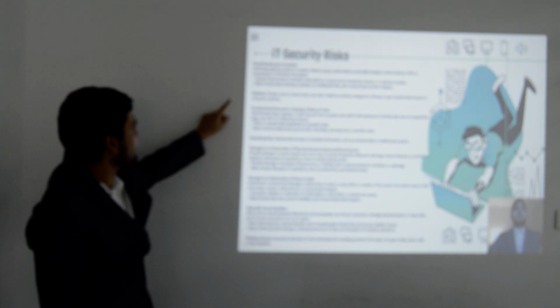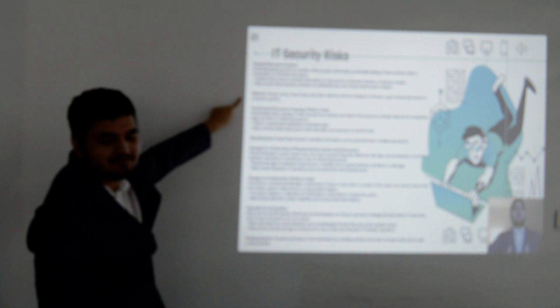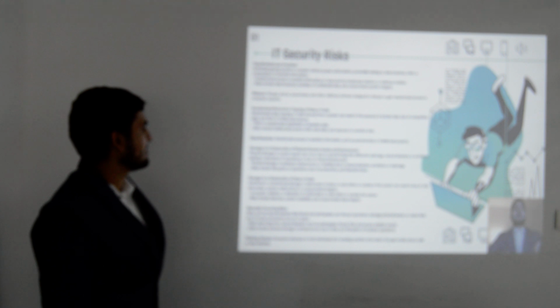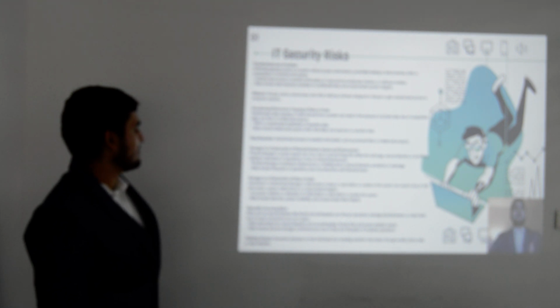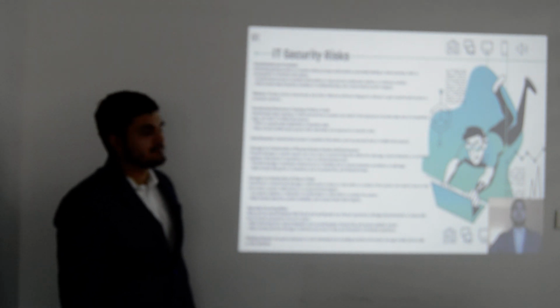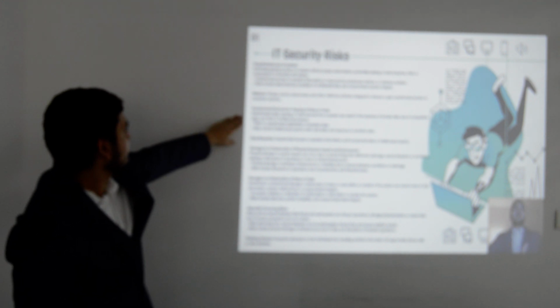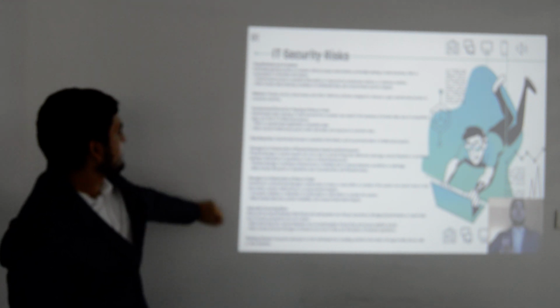Next, we've got malware. Malware is a type of risk that can be very critical to a business, and it consists of viruses, worms, ransomware, and other malicious software designed to disrupt or gain unauthorized access to a computer system. Next, we've got unauthorized removal or copying of data or code.